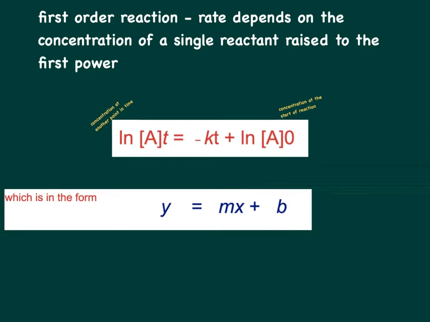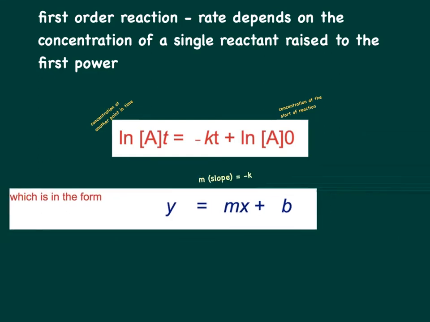Y equals mx plus b, where m is the slope, b is the y-intercept of the line. So we can use this equation to verify if a reaction is first order, as well as to determine its rate constant. Graphing the natural log of A versus time will give us a straight line. A reaction that's not first order, then, will not yield a straight line.